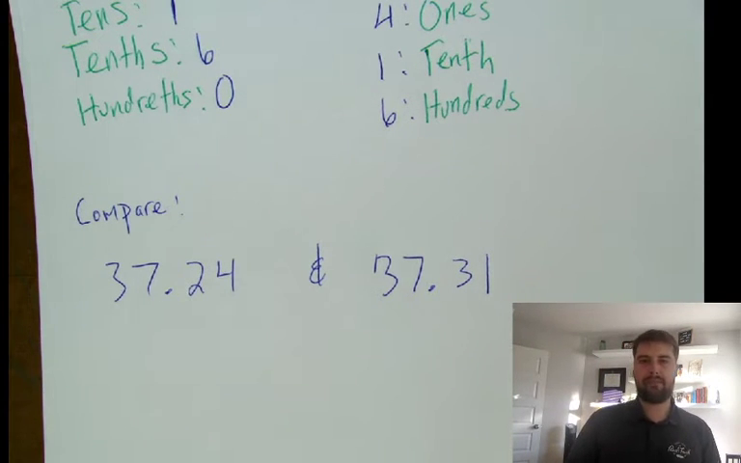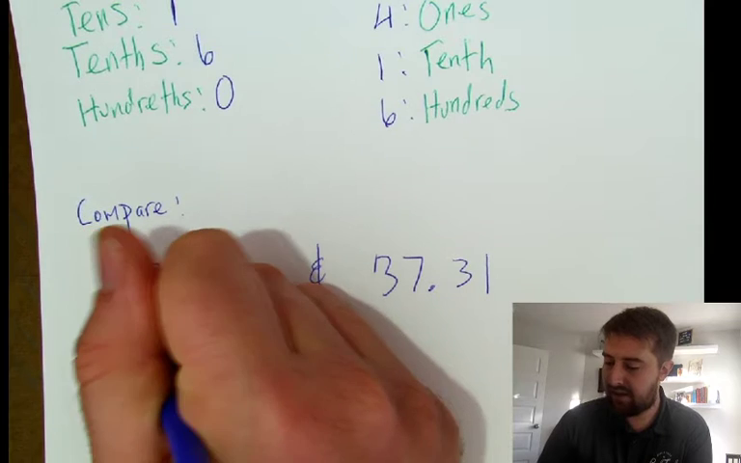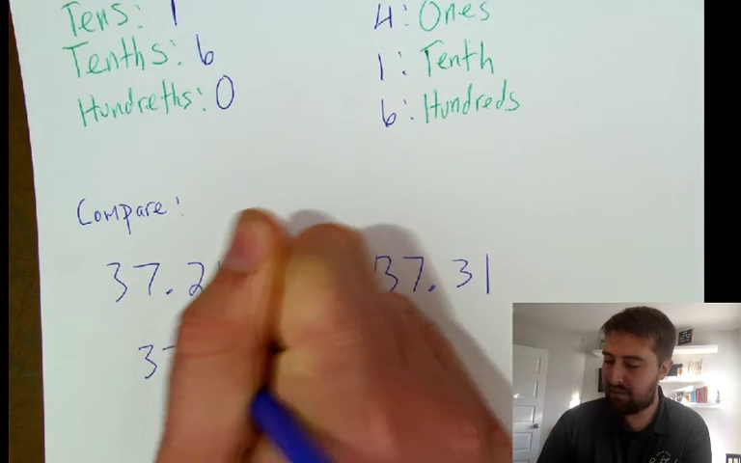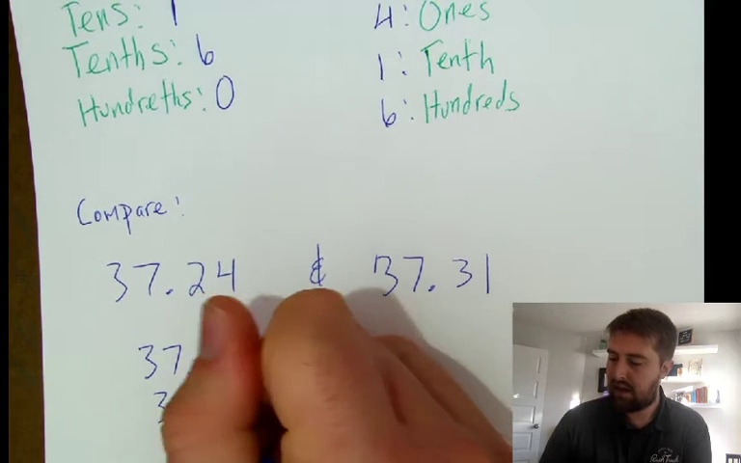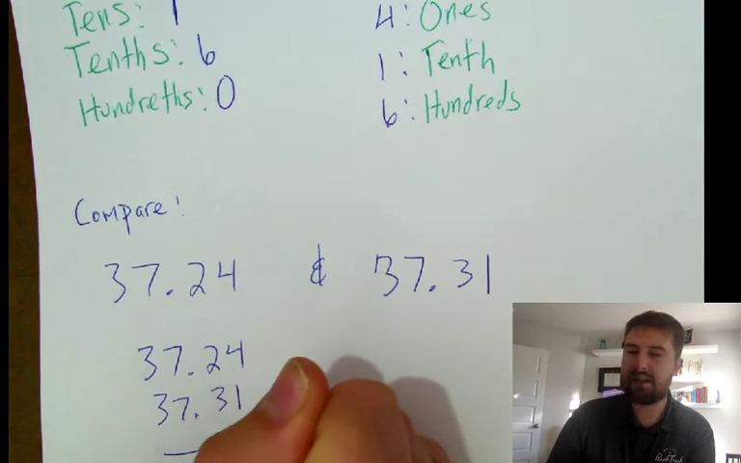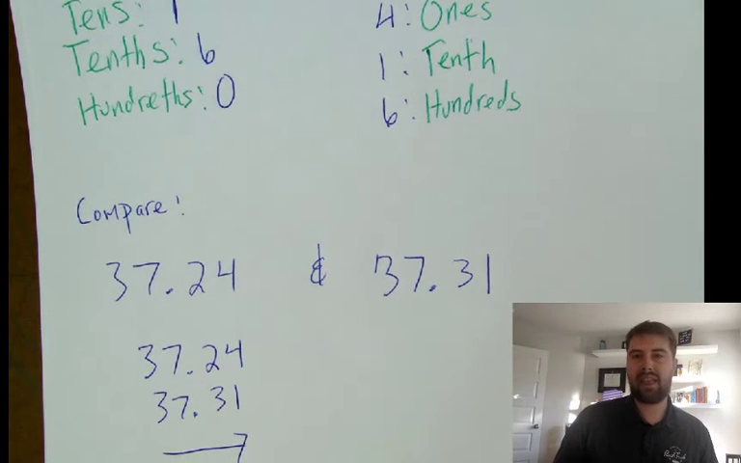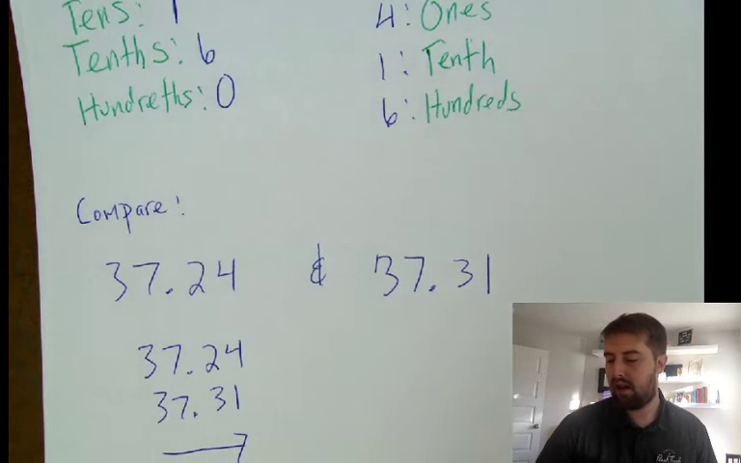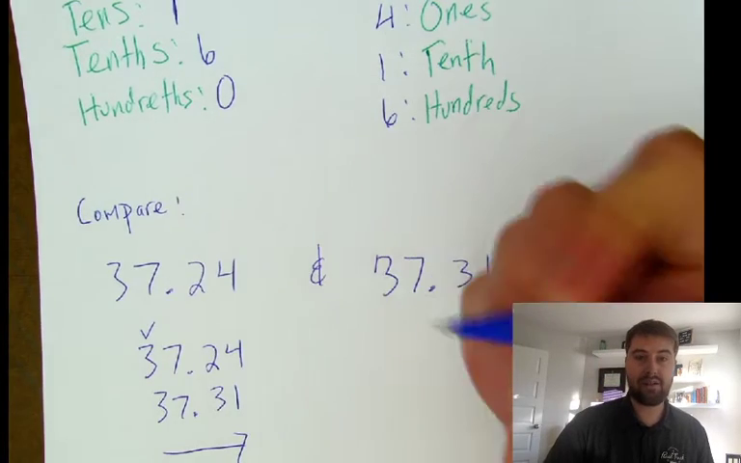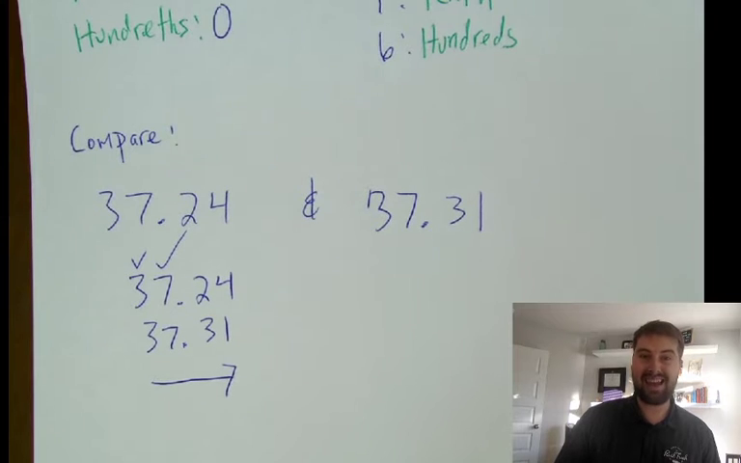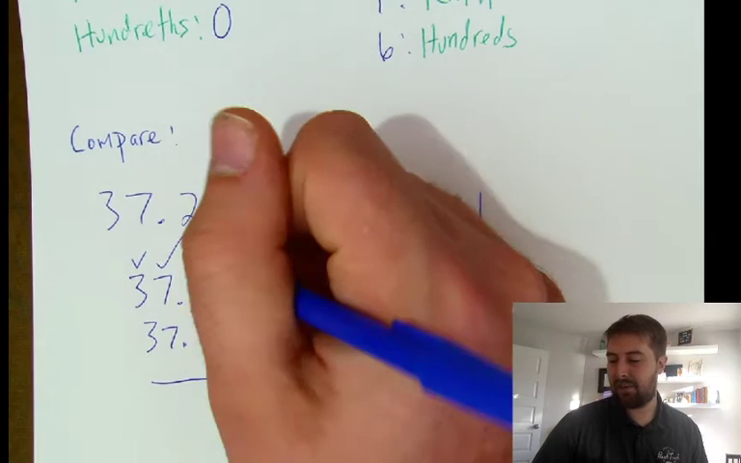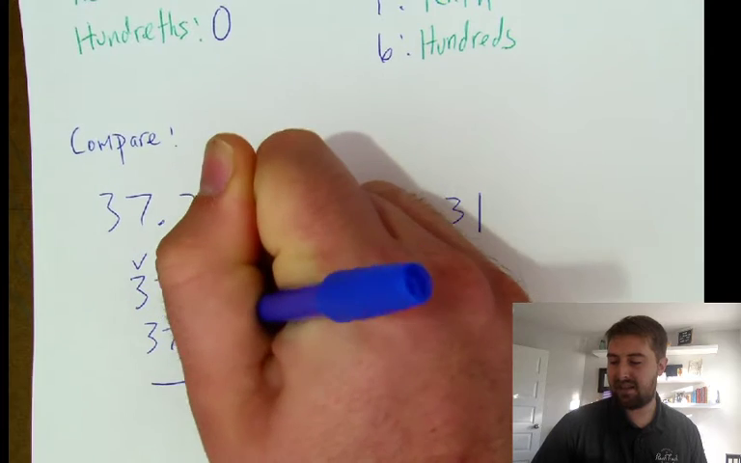I'm going to do the first one with us, and then we will do 2 more on your own. I know we like to stack these up vertically and line up our decimal place. And then I also know we work from left to right, trying to identify which one has a place value that is different. Our tens place is the same. There's a 3 in both of those. Our ones place is the same. There's a 7 in both of those. Then we get to our tenths place, and our tenths place is different.